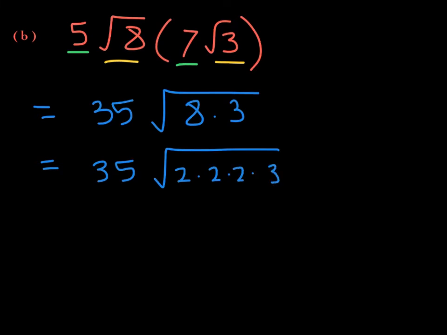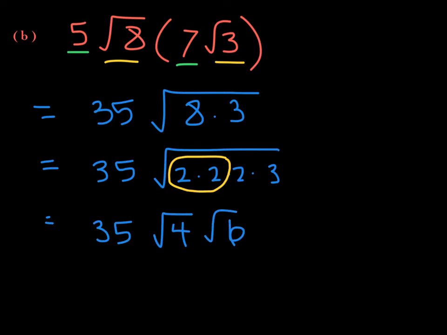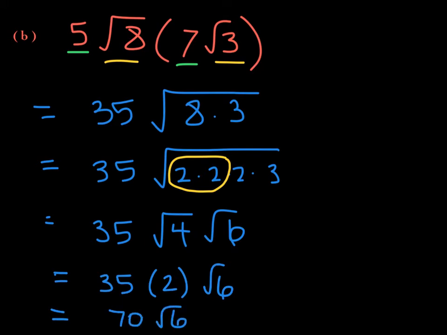Remember that your index is 2, because this is a square root. So let's group these factors in groups of 2 like that. So really, this turns out to be 35 times the square root of 4, right? Times the square root of 6. This is the square root of 4. This is the square root of 6. So 35 times 2 root 6 gives us our final answer of 70 root 6.